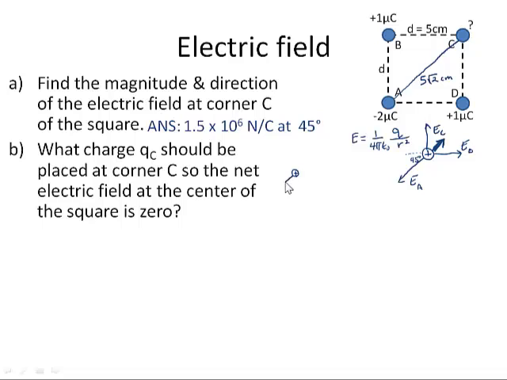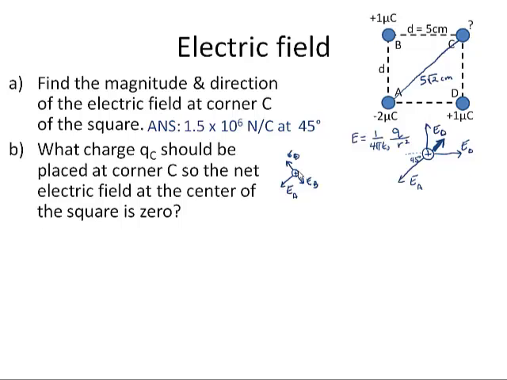This positive test charge will be attracted by particle A, repelled, so this is EA, it'll be repelled by particle B, it'll be repelled by particle C, oh, so this is D actually. Notice that the electric field due to D and the electric field due to B are going to completely cancel each other out because they're 180 degrees from each other.